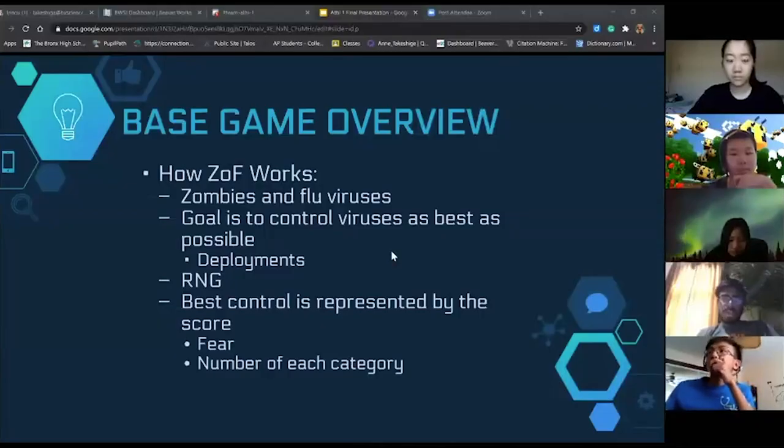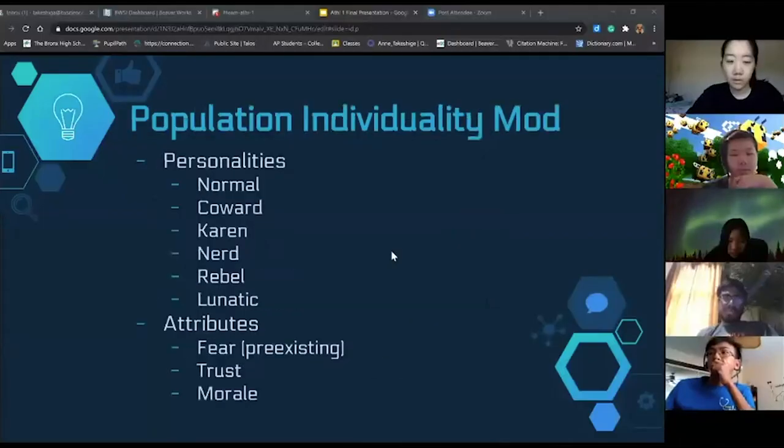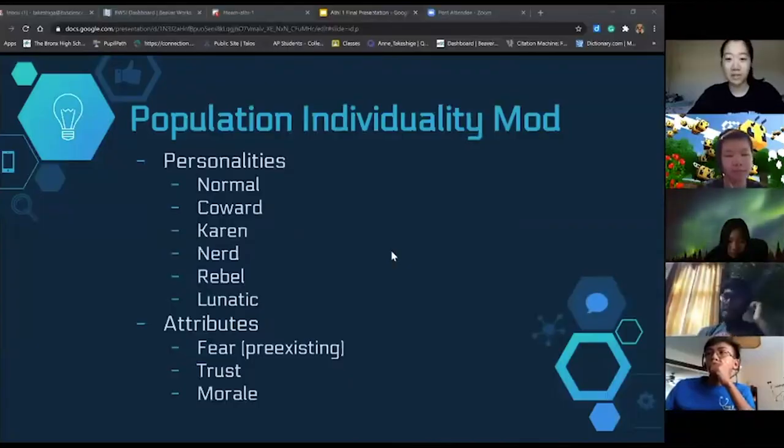going. Additionally, there's a fear metric, which is calculated citywide as the average fear per person. There's also a number of each category, including zombie bitten, dead, ashen, zombie, flu infected, and normal. Okay, so our first mod is the population individuality mod. And as the name implies, we made different NPCs or people in the game have different personalities.